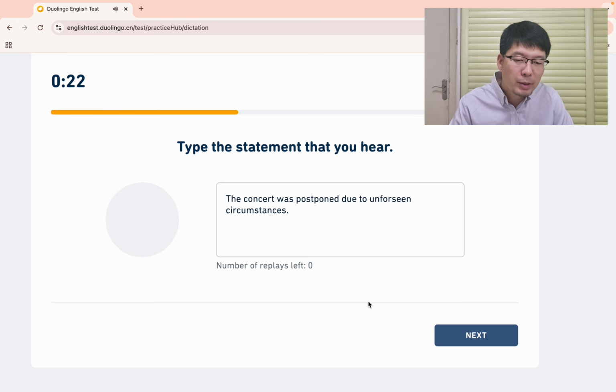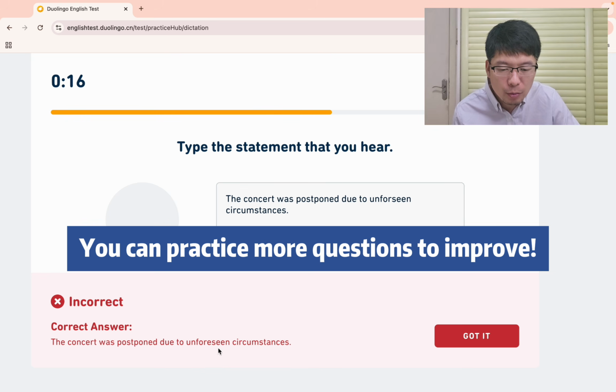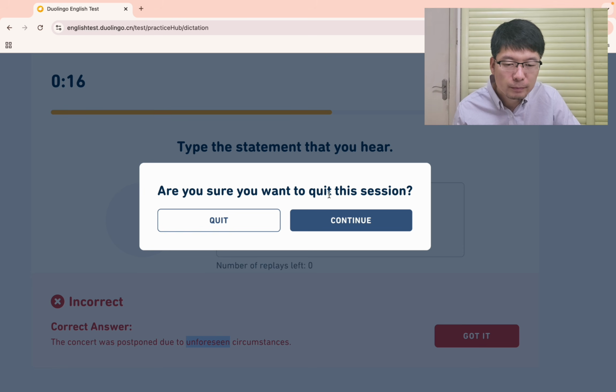Okay, so sometimes if you are not sure about one word or 2 words, when you click next, it will give you the correct answer. Here we can see unforeseen, right? The word unforeseen is wrong. So in this way, we can improve our score by learning some new words and by seeing the correct answer, unforeseen. Okay, let's quit.